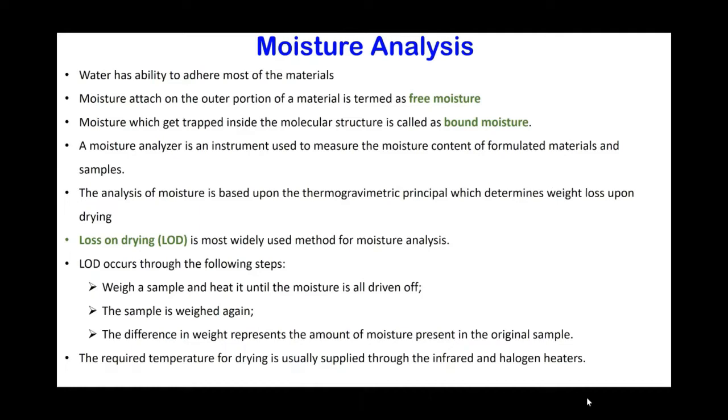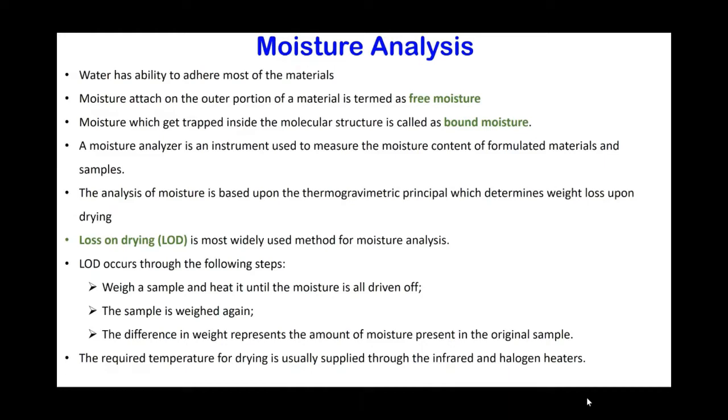This analysis of moisture is based upon the principle of loss upon drying. The loss upon drying which we are talking about is usually measured in terms of weight. Loss upon drying can occur through a three-step process. It starts when a small amount of sample is taken and weighed, which is then heated to drive off all the moisture. After this, the sample is weighed again, and finally the difference in the weight is calculated.